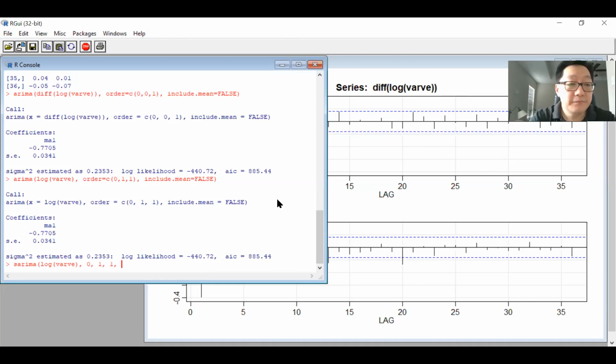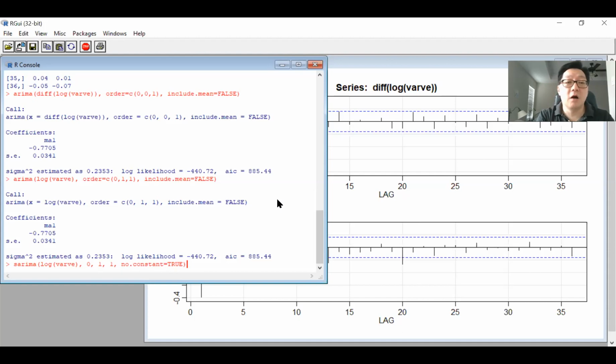So we don't have to say order equal to using the c function. We don't have to do that. We just plug in 0, 1 and 1. The first 0 is for the AR part, how many p; the second one is how many differences; and the third one is the number of parameters in the MA part. And then no constant again: no.constant equal to TRUE.